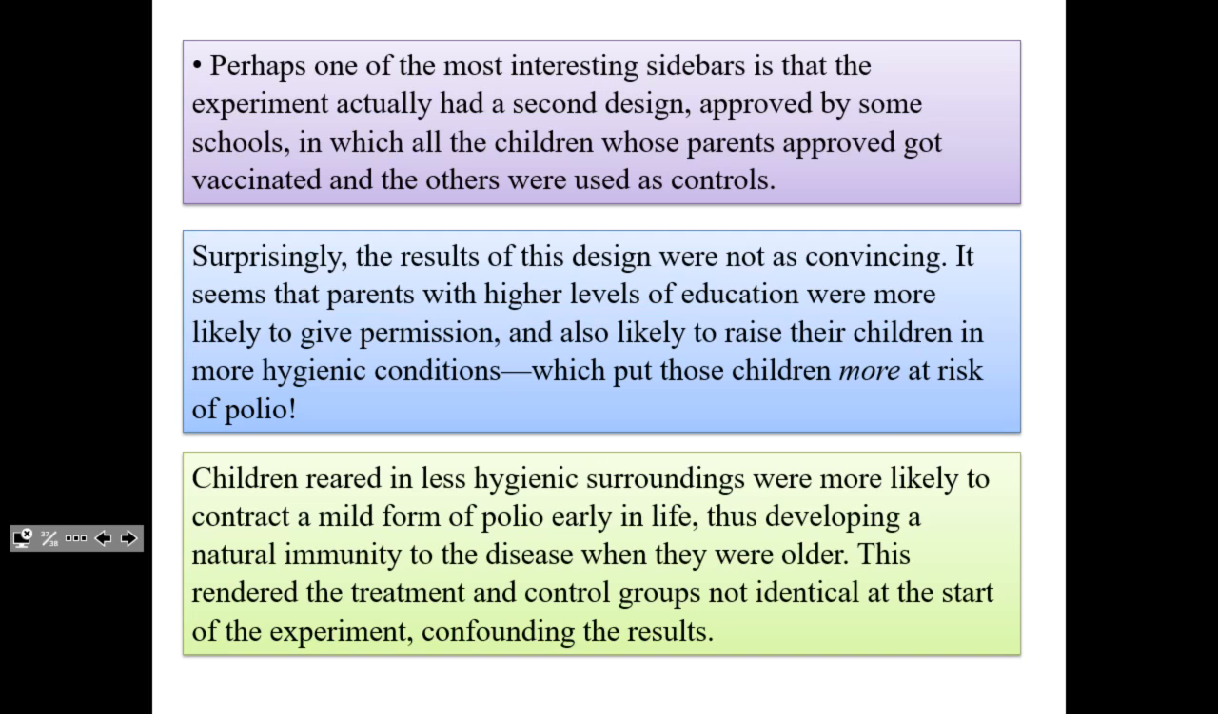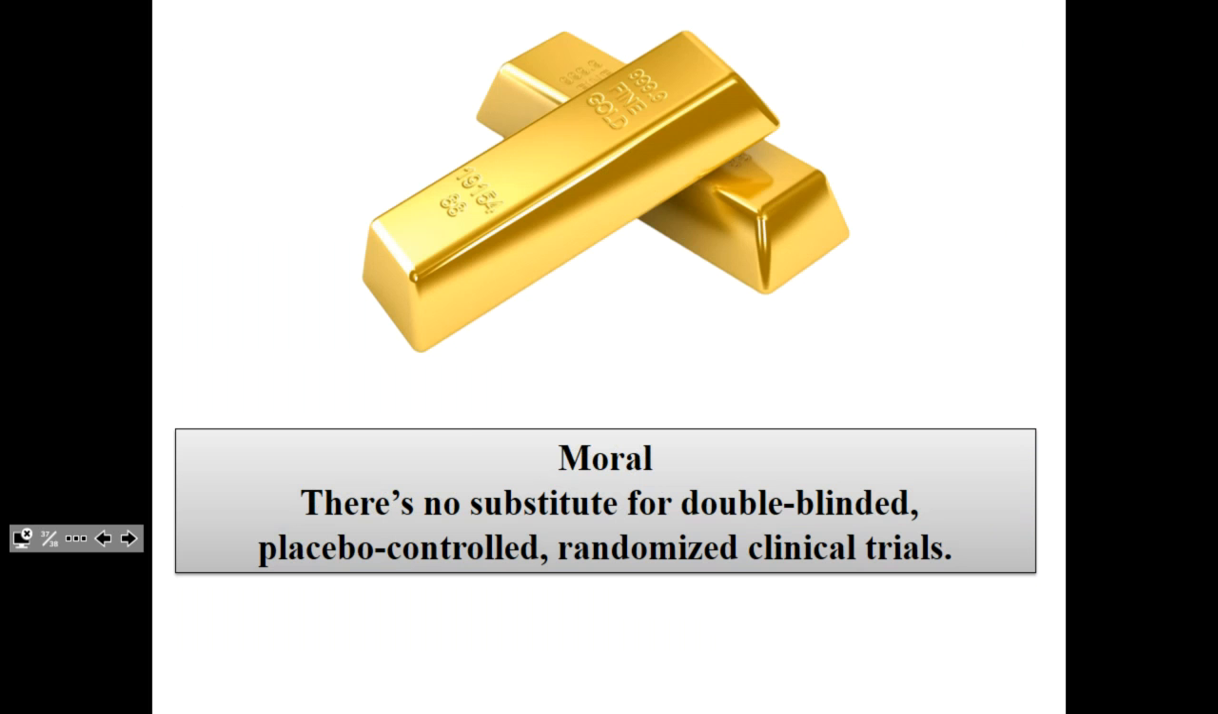Like we said, children who've been less hygienic might have had a mild form of polio very early in life. They had a natural immunity when they got older. Treatment and controls weren't identical at the start of the experiment. It was a confounding result. Big moral of the story, there's no substitute for double-blinded, placebo-controlled, randomized clinical trials. You want to use the 3 or 4 rules of experimentation every time.